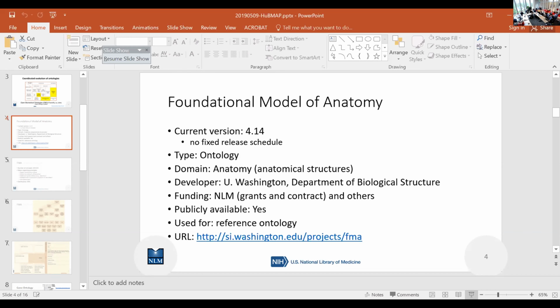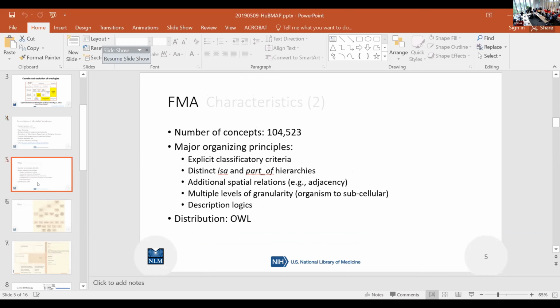the Foundational Model of Anatomy. So it's developed at the University of Washington. It kept growing and being better organized over time, to the point that it now encompasses over 100,000 anatomical entities.